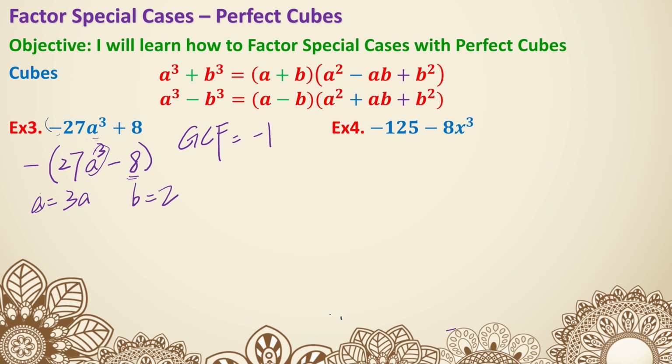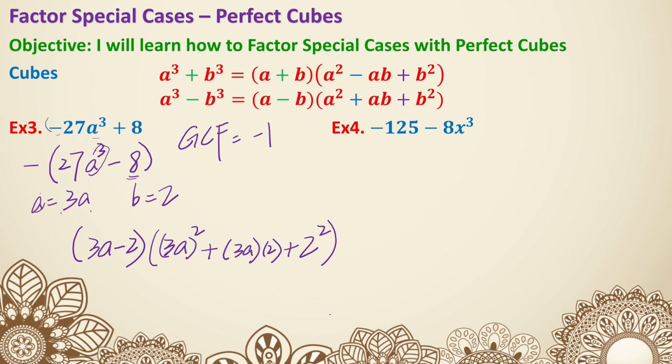Now let's put everything into the parentheses. The first set of parentheses is going to be the same sign as the original question. After taking out the GCF, we actually have a minus, so it's going to be 3a minus 2. And then the second set of parentheses, since 3a is two things, we want to make sure we're squaring them together. I'm going to put them inside parentheses and deal with that in the next step. 3a in parentheses being squared. The second sign is different from the first, so it's 3a times 2 being added, and then plus 2 squared on the end. Don't forget, in this question, we have a GCF that needs to stay in the front, so there is still a negative sign.